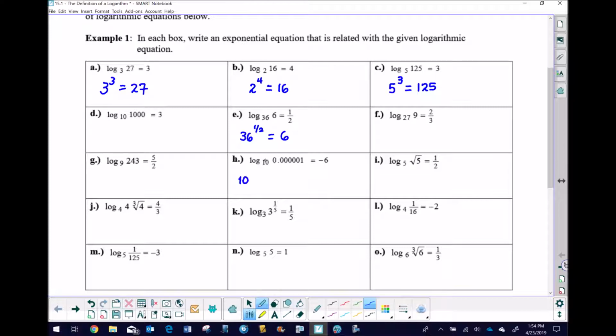10 is our base raised to the -6, and that's equal to point, and I think I'm counting right, 1, 2, 3, 4, 5 zeros, and then my 1. And that is correct, isn't it?